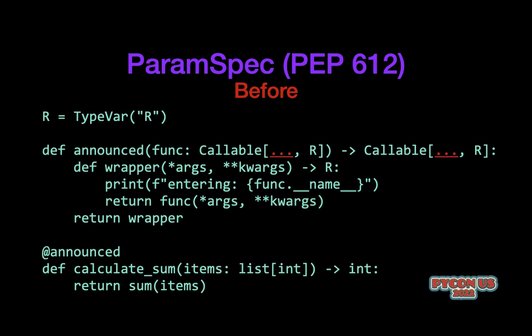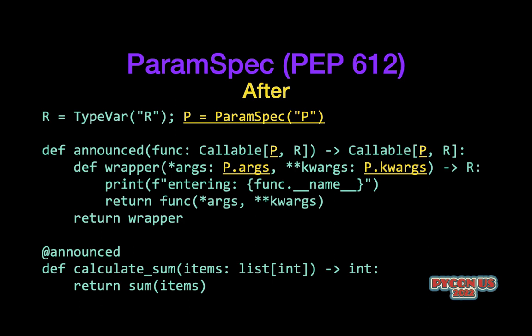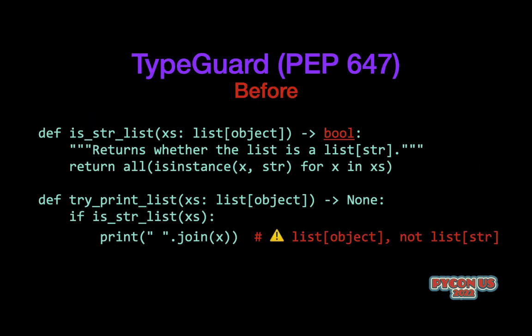But if you introduce a ParamSpec, you can use that as a placeholder for any set of parameters. And so then it becomes possible to have this decorator nicely typed, which has been a problem for some time. So you can do that now.